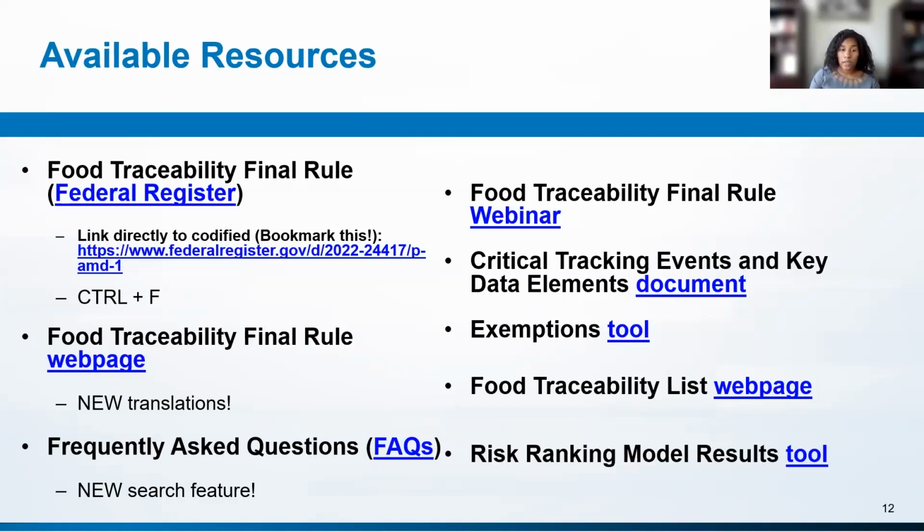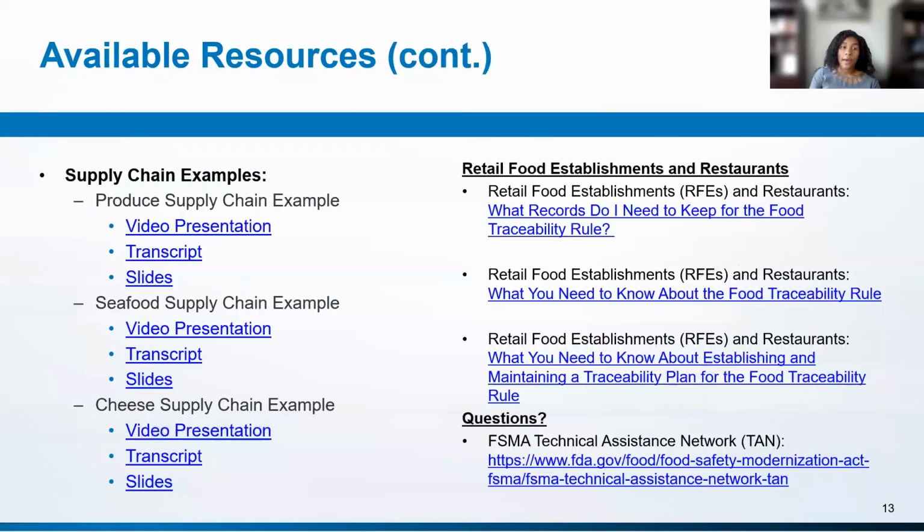And we also released the risk ranking model results, which will allow you to have more perspective on how the food traceability list was composed and see where some of these pathogen pairs are ranked within that model. We also have additional supply chain examples. So we have examples for produce, seafood, and cheese, and we are working on trying to develop some more supply chain examples to provide to industry to, again, give some more perspective on how we envision the rule playing out.